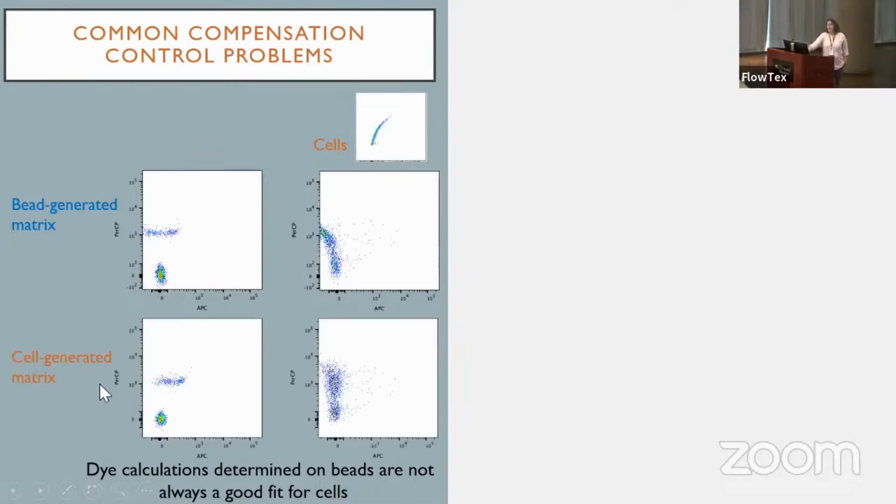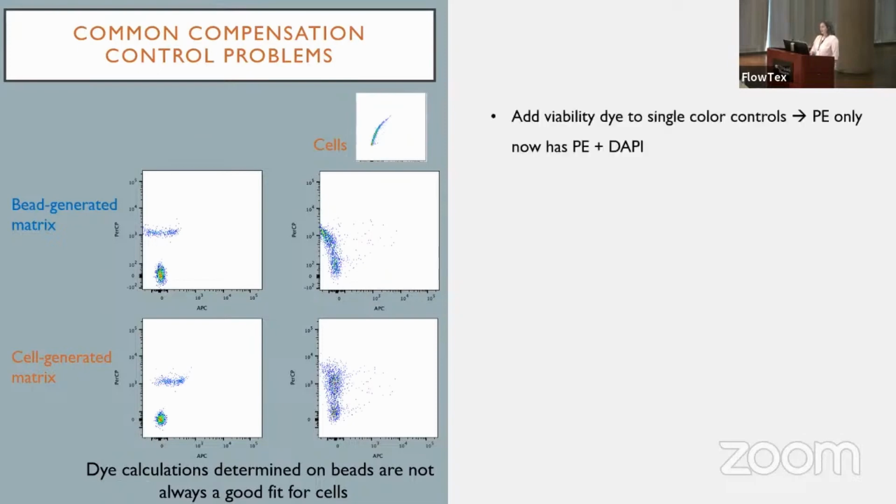If instead I take a cell-generated matrix and I do the same exact reciprocal experiment, you can see here that the cells are now properly compensated. They're centered over the mean, so these are orthogonal to one another, whereas the beads are actually slightly undercompensated. In other words, the mean is over here and not centered over the negatives. Okay? So this is how you're going to evaluate whether that bead matrix is actually working correctly on your cells.